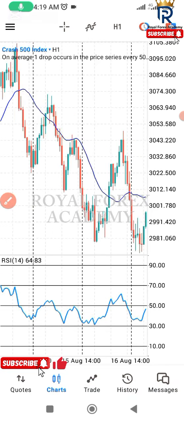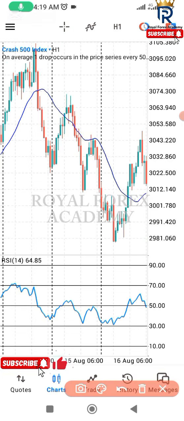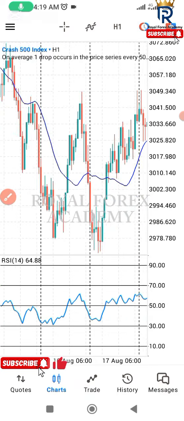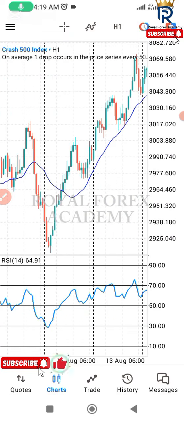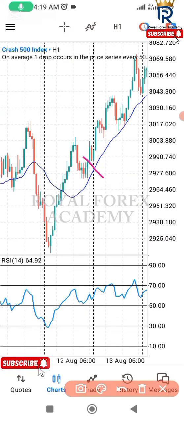Remember, the trend is your friend, so you must trade with it. See this? There is another entry. See this pullback? Another entry. So you can go on and on. This is already close to this zone, so we are not taking that trade.